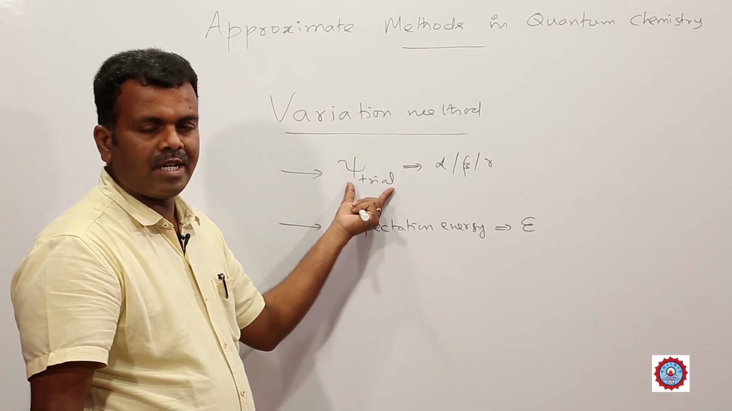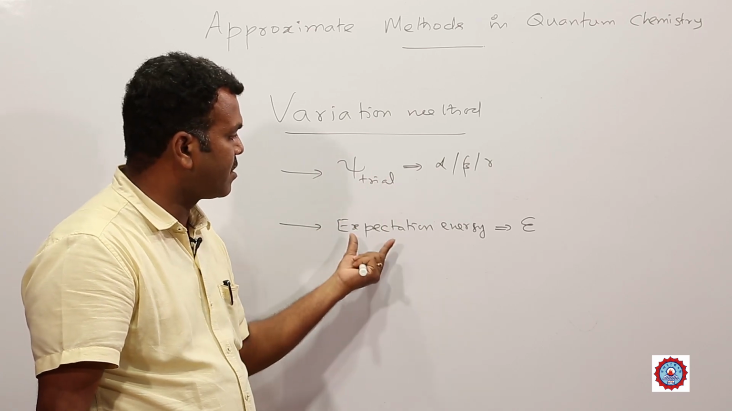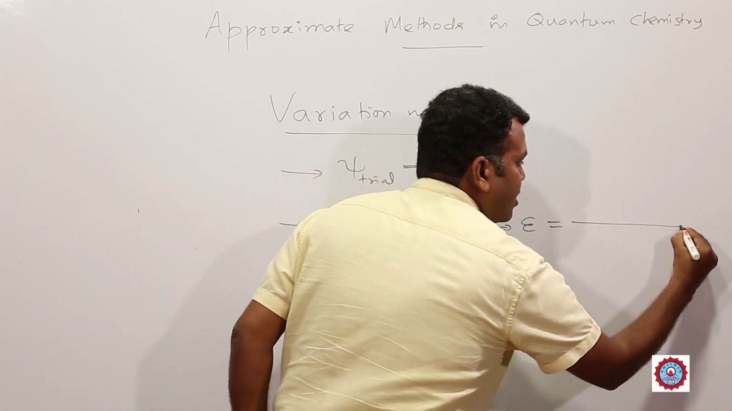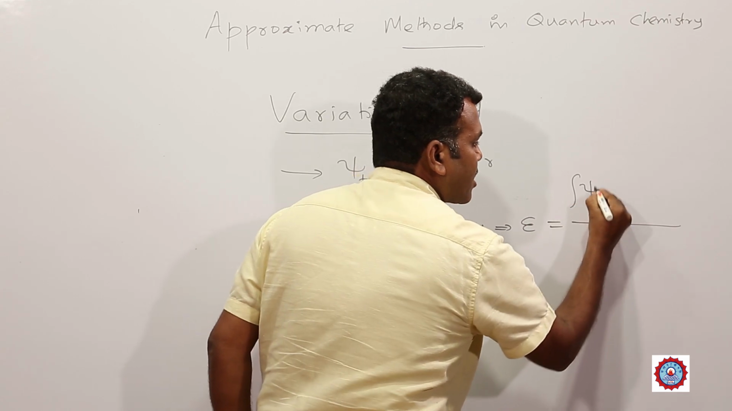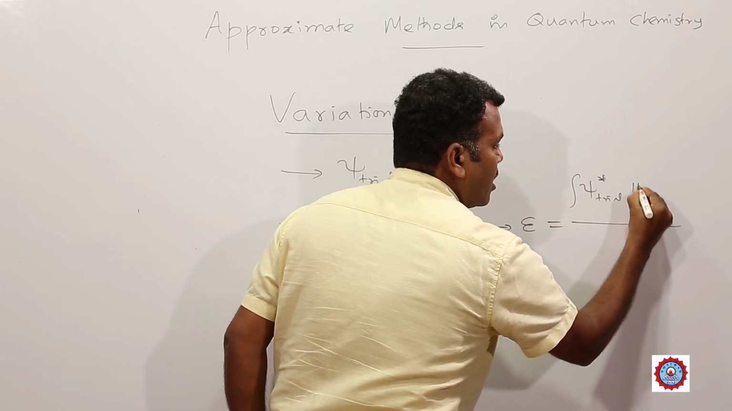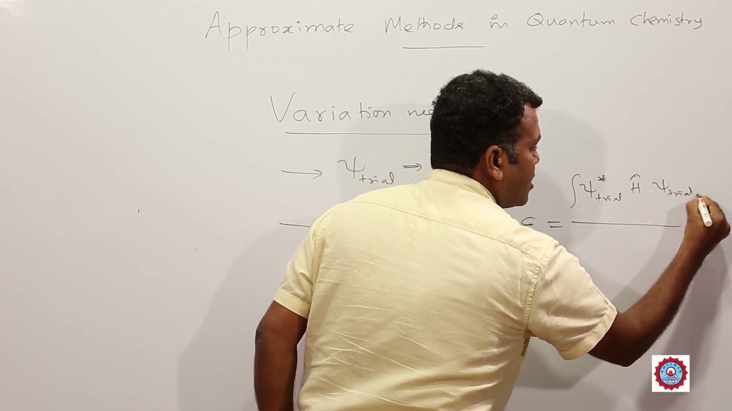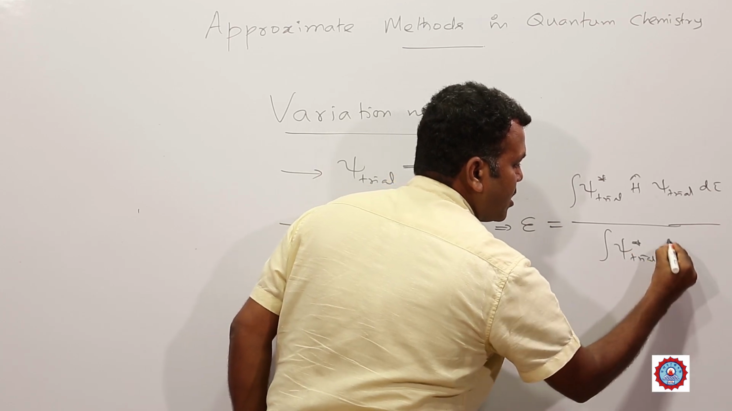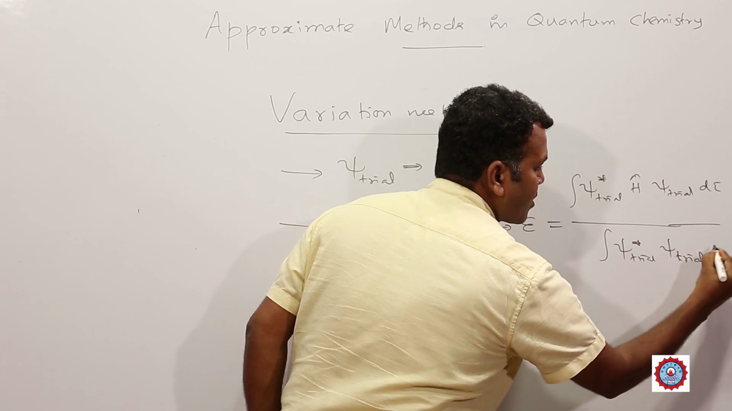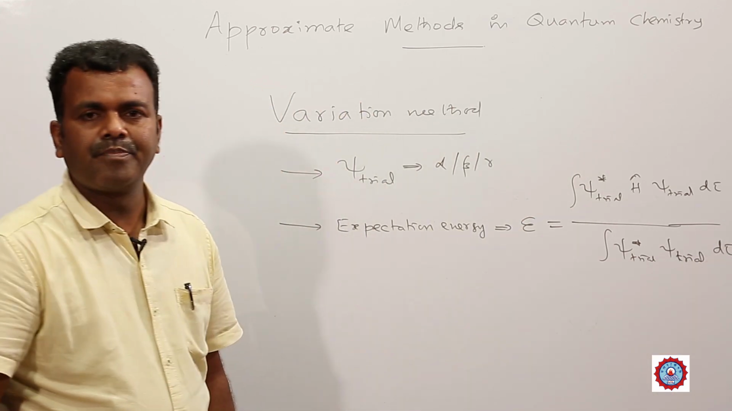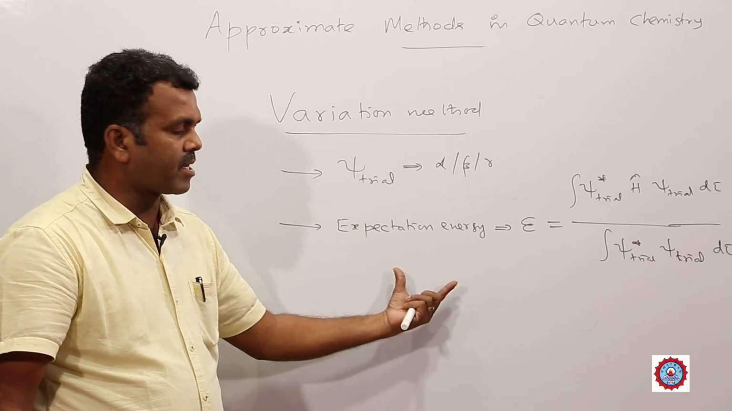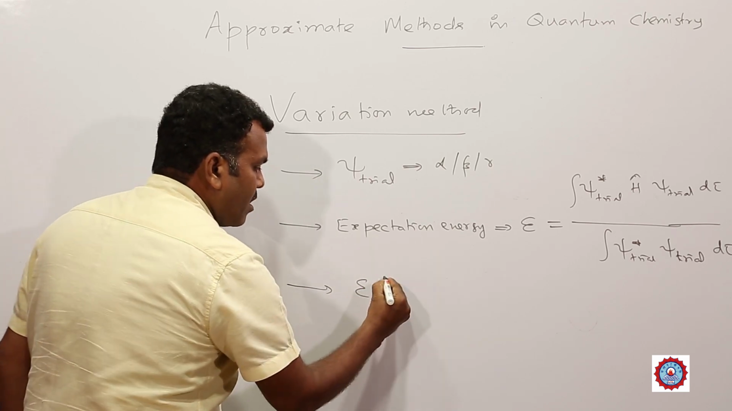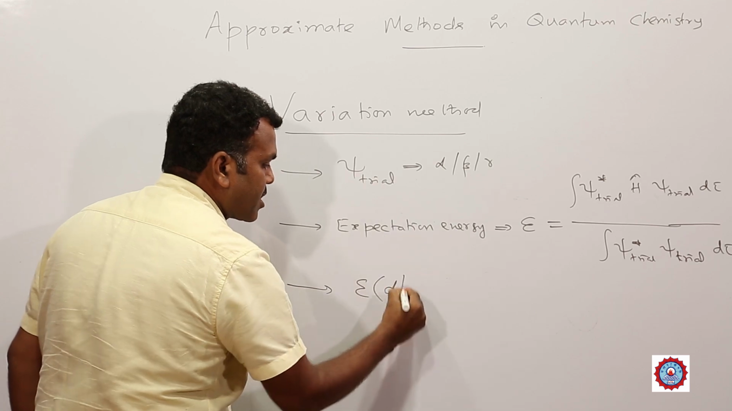So, first guess a trial wave function, then using that trial wave function we should calculate the expectation energy. As we all know, the expectation energy can be calculated using the formula: integral psi star trial Hamiltonian operator into psi trial d tau over integral psi star trial into psi trial d tau. Using this formula we can calculate the expectation energy of the system, but the expectation energy that we calculate depends upon the variation parameters alpha, beta, gamma, etc.